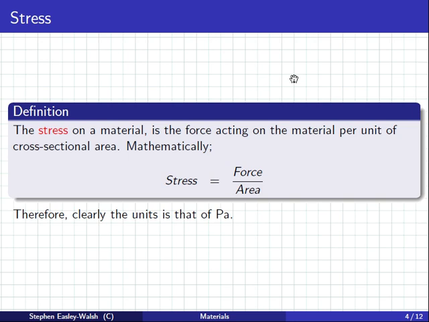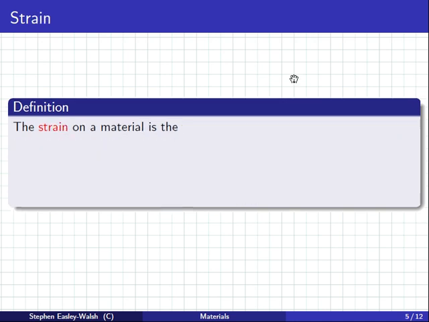Okay, next definition. The strain on a material. Anyone know this? Strain. Say something. Strain is something you can't do anything about. Strain is what it can stand up to? No, yeah, that's a different thing.